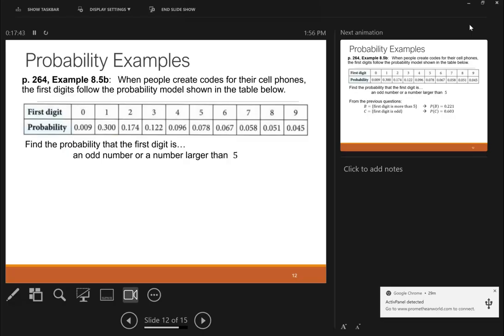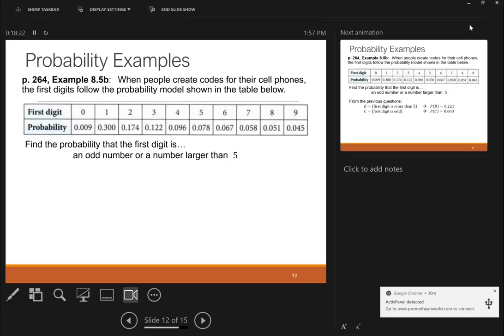What do you have to be careful about here? If it was just AND, then it would be the 7 and 9. Are the events odd number and larger than 5 mutually exclusive? No. Why not? Because there are numbers that are both odd and larger than 5. What are those two numbers? 7 and 9.